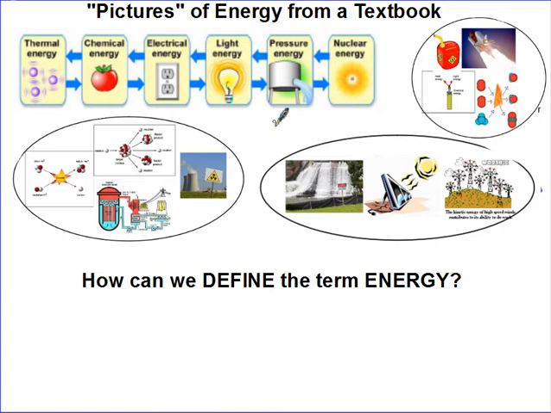I don't want to get into kinetic energy until we talk a little bit about what energy is just in general. So, 8th grade textbook pictures, you may have seen something like this before. Thermal energy, chemical energy, electrical, light, pressure, nuclear energy, all different forms of energy that we could talk about. Energy of vibration, food energy, energy that we get from electrical supplies and so forth.